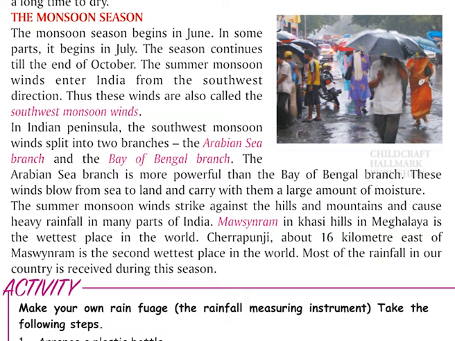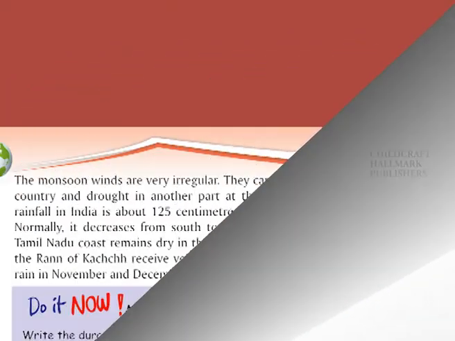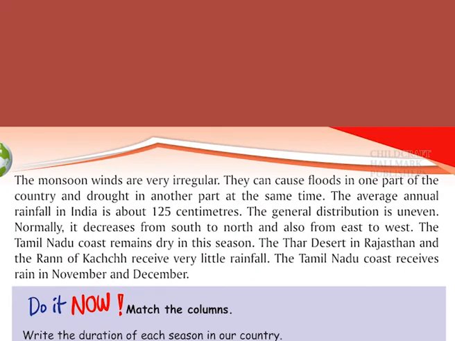Mawsynram in the Khasi Hills in Meghalaya is the wettest place in the world. Cherrapunji, about 16 km east of Mawsynram, is the second wettest place in the world. Most of the rainfall in our country is received during this season. The monsoon winds are very irregular. They can cause floods in one part of the country and drought in another part at the same time.